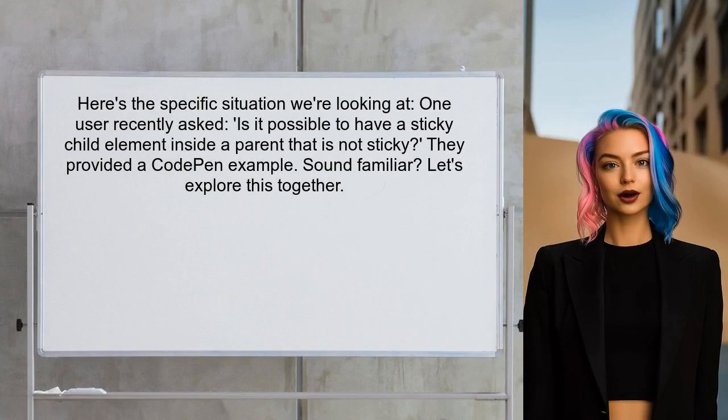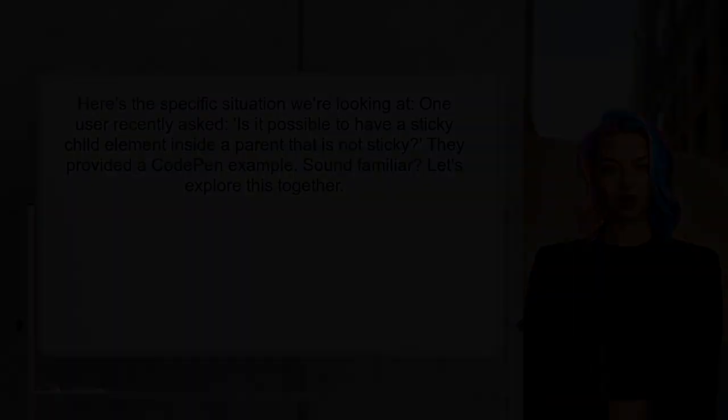Here's the specific situation we're looking at. One user recently asked, is it possible to have a sticky child element inside a parent that is not sticky? They provided a CodePen example to illustrate their issue. Sound familiar? Let's explore this together.